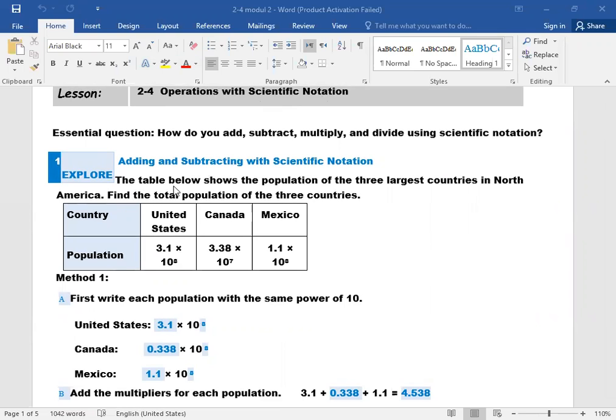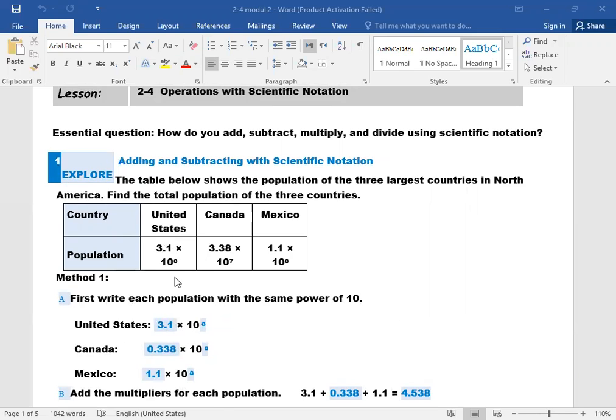So, the table below shows the population of the three largest countries in North America. Find the total population of the three countries. In this question, we already have the numbers written with a power of 10. So first, write each population with the same power of 10.